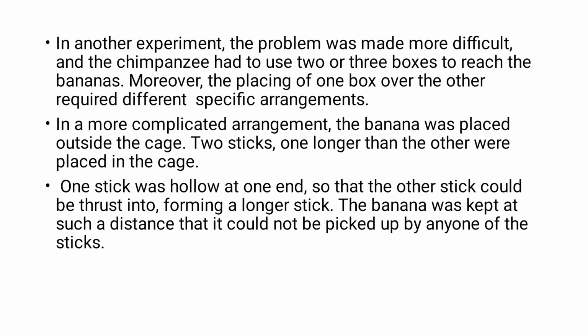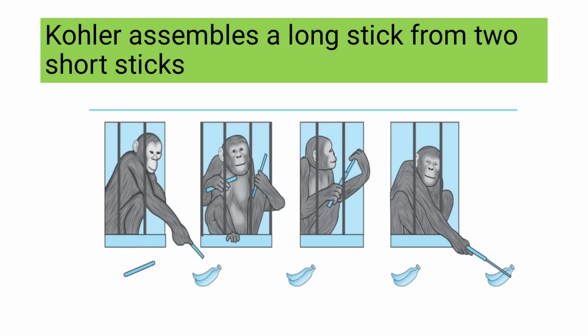Here the chimpanzee has been placed in the cage. See here, the banana has been kept outside. So the chimpanzee wants to reach the banana. How many things does it have? It has two sticks here. In the first picture, it is taking only one stick and trying. Was it able to reach the goal of getting the banana? No. So the first attempt is a failure.